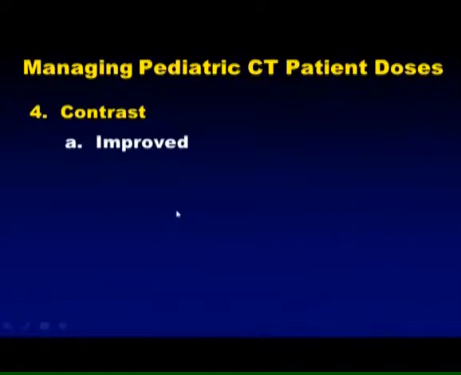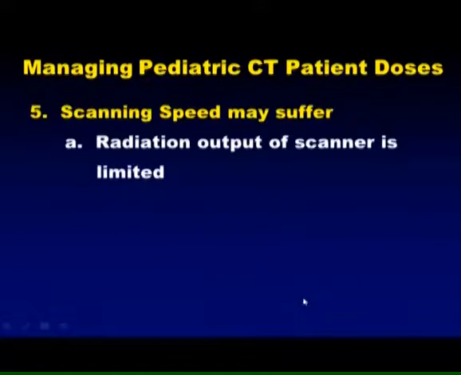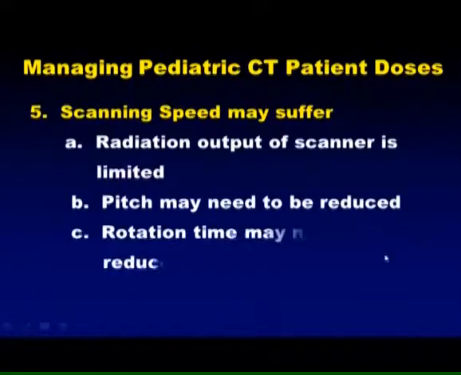My contrast is going to go up as my kV comes down. I'm going to have higher noise levels if I change nothing else, and so typically I'm going to want to increase my mAs in addition to dropping my kV. If I drop my kV, my radiation output, mR per mAs, goes down, and as a result I may run into problems with the radiation output of the scanner because it's limited. I may need to reduce the pitch.